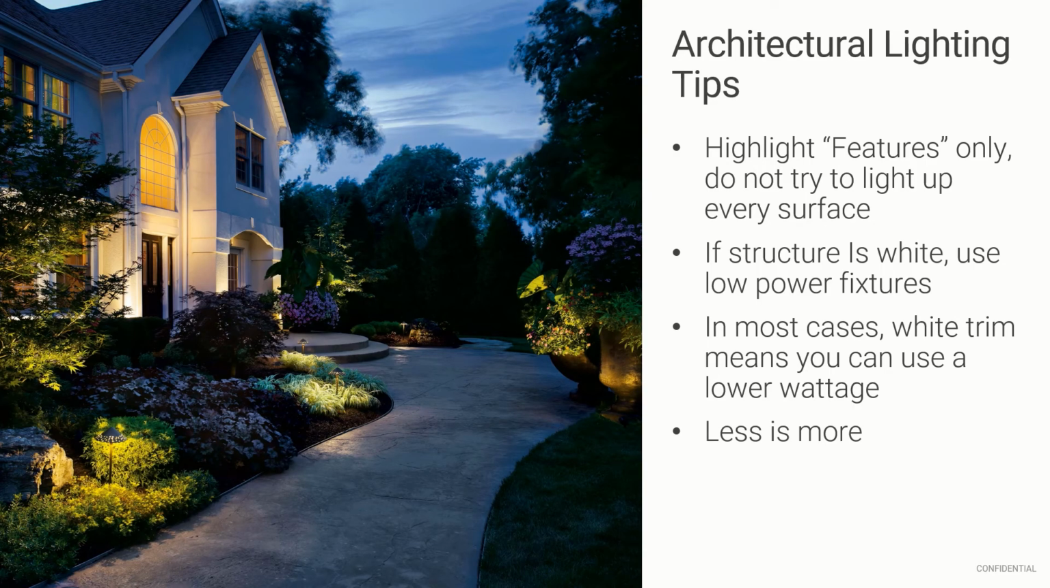After those features are illuminated, remember a few additional tips. White structures will require less light. If the building is darker or stone, but includes white trim, especially at peaks and upper trim, lower wattage can be used. The white will reflect well and define the edges. Remember the first rule of landscape lighting: less is more.